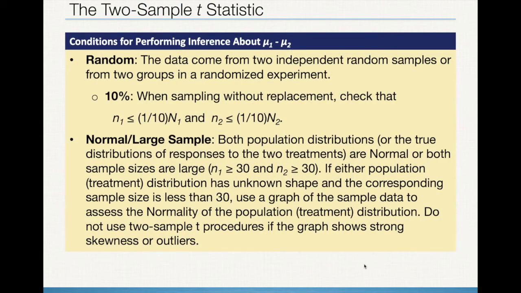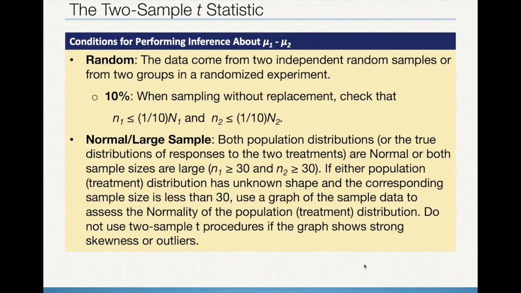So once we've understood what we do as far as calculations are concerned, we have these particular conditions. Again, the first two we've talked about a bunch. Much like proportions, you have to verify that the 10% condition is satisfied for both populations, not just the one. When it comes to the large sample requirement, we know that if the populations are normal, well then we can say that the sampling distribution is normal.